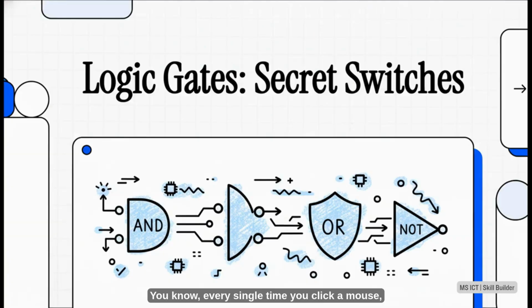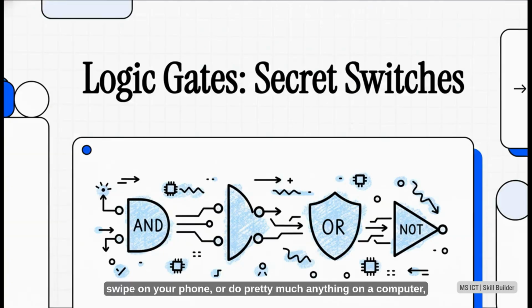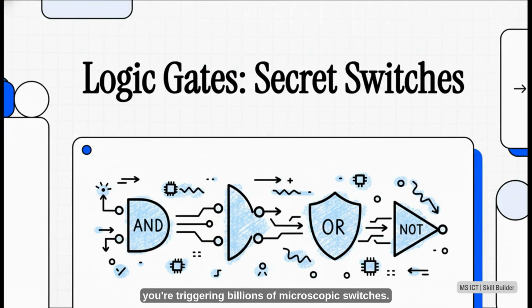Every single time you click a mouse, swipe on your phone, or do pretty much anything on a computer, you're triggering billions of microscopic switches. They're called logic gates, and they are the secret language of our entire digital world. So in this explainer, we're going to pull back the curtain and see exactly how they work.